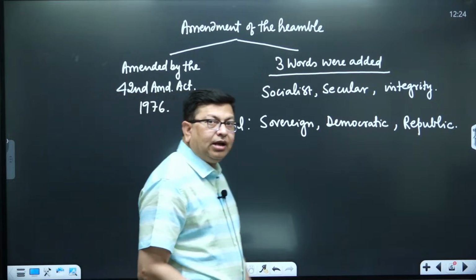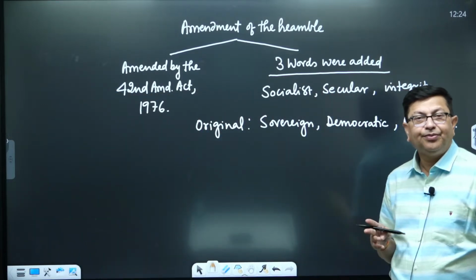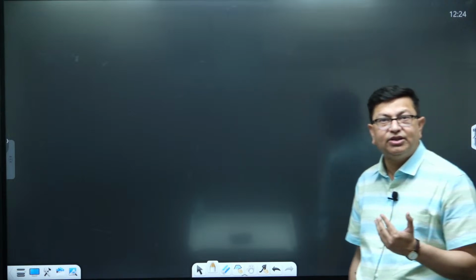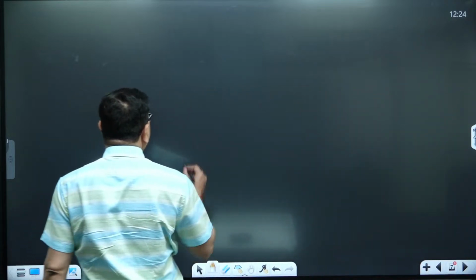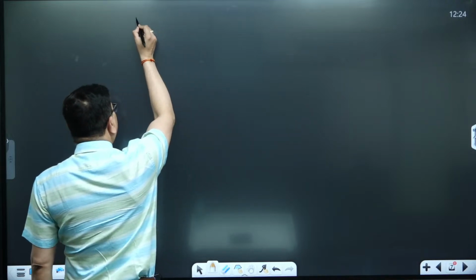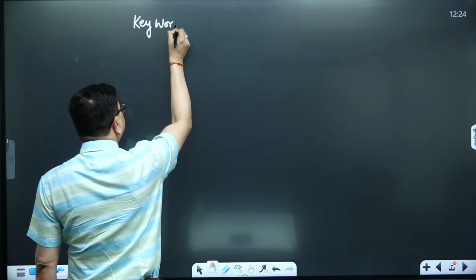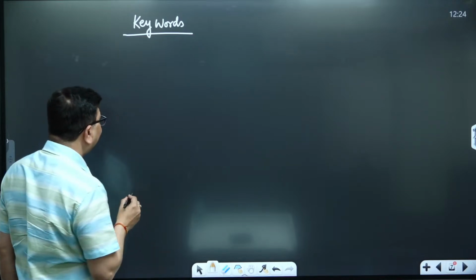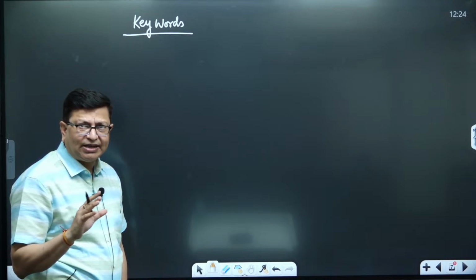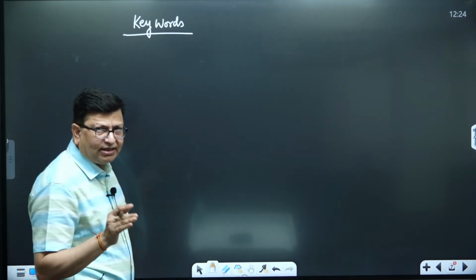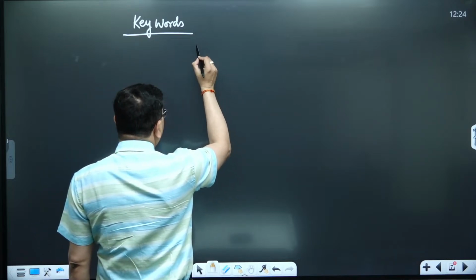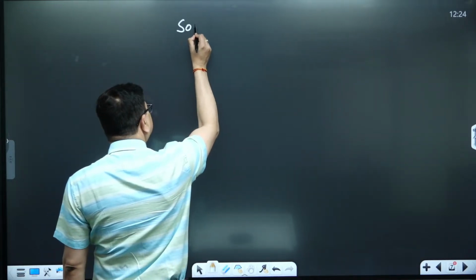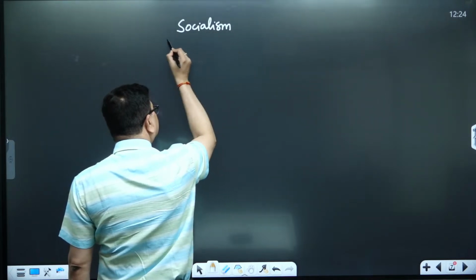Then coming to the next aspect from where questions can be expected in the preamble, that is the understanding of some of the words which are there, the keywords of the preamble. Sovereignty questions may not be expected in the prelims examination, so we will not be discussing it. From socialist, we have got this word socialism.